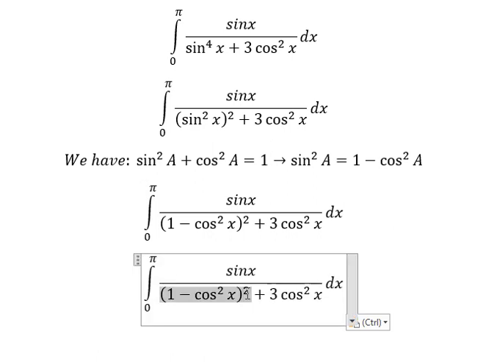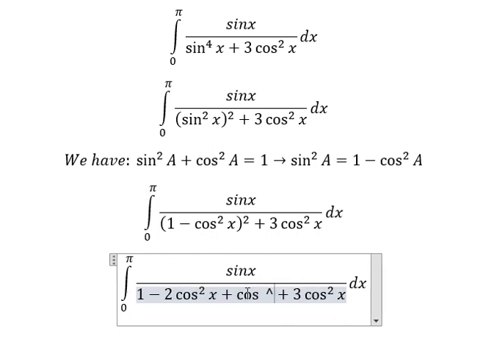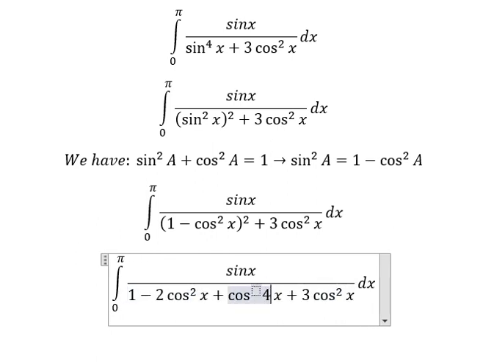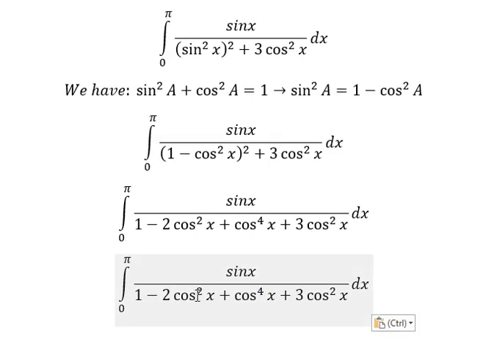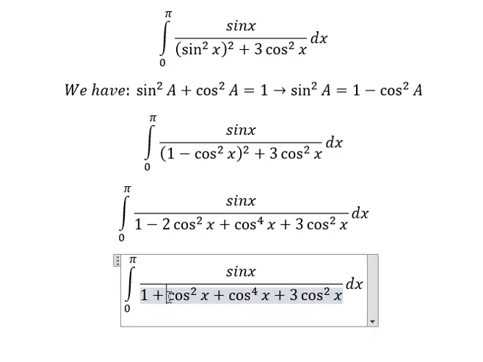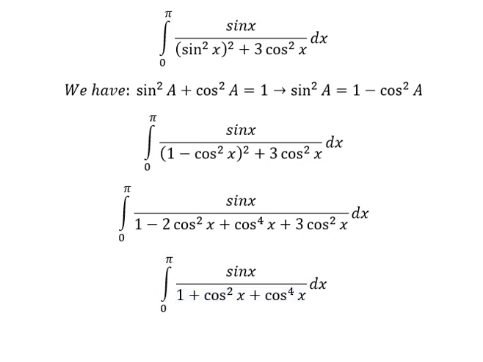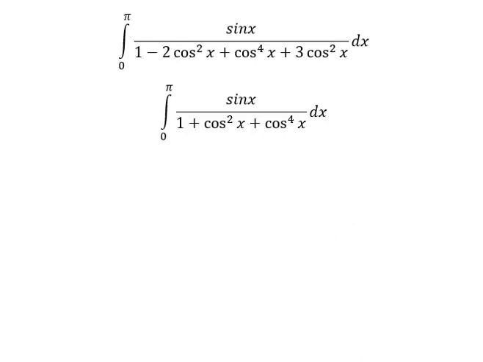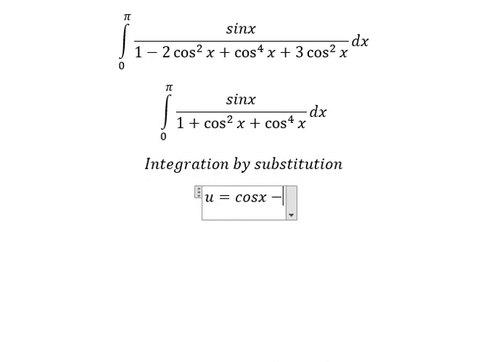And now we need to expand this one. So negative number 2 plus number 3, that is about positive number 1. So we can use about integration by substitution. So I will put about u equals to cosine x.